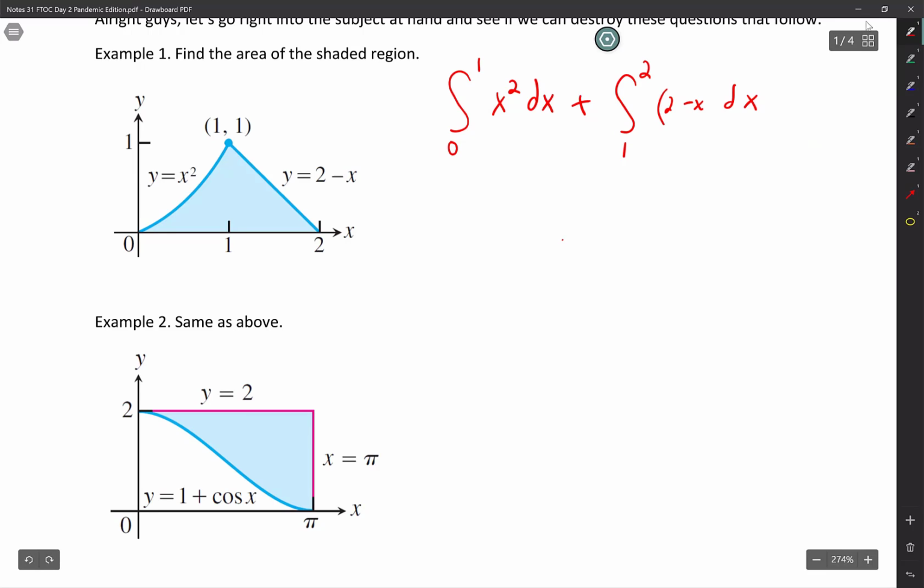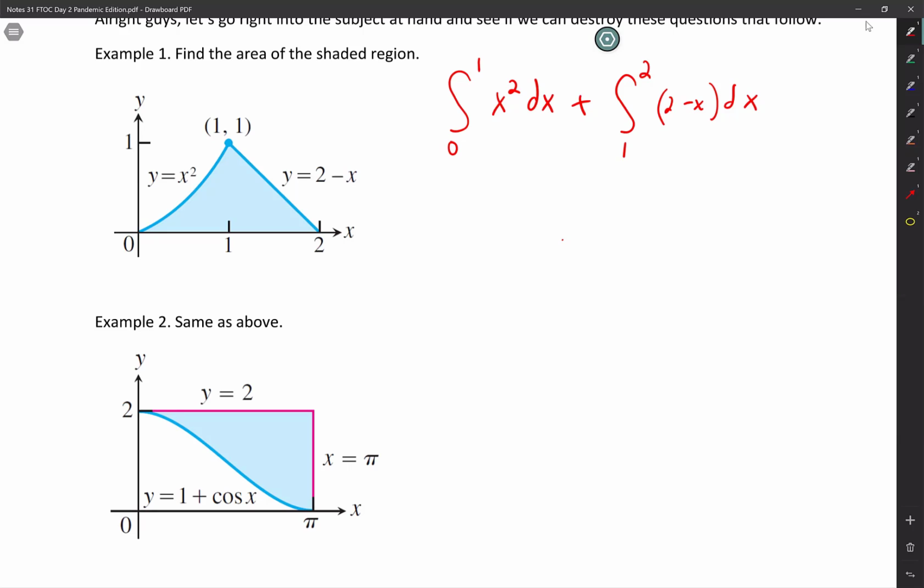It's proper to write parentheses, but some mathematicians don't do it because it's supposed to be like the sum of width times height, because the dx is like a width and the 2 minus x is like the height, the y value, because you're summing up an infinite amount of rectangles, if you remember that. So there it is. Those are my integrals that will give me my answer. So let's see if we can figure this out, guys.